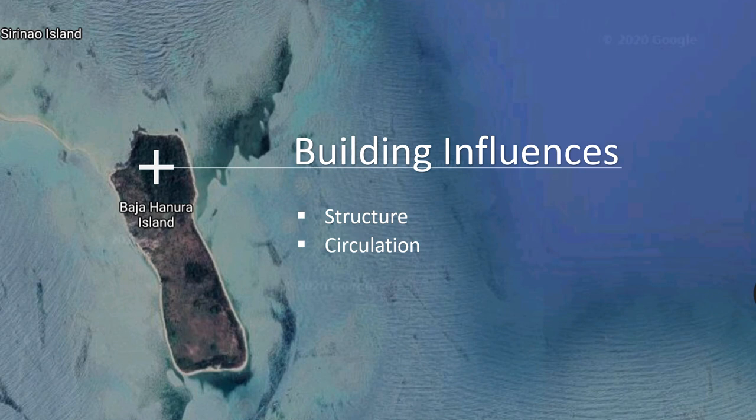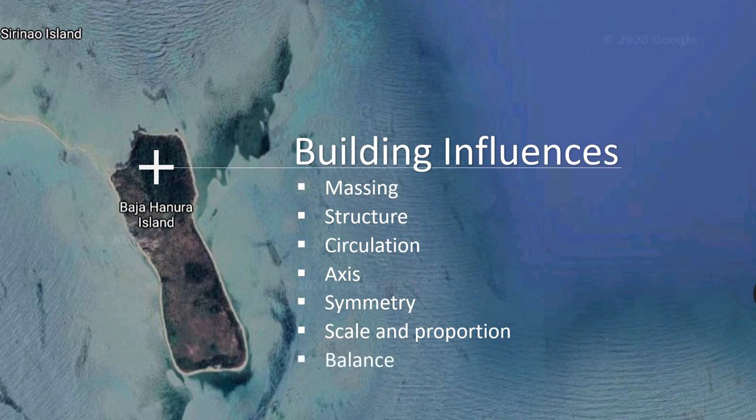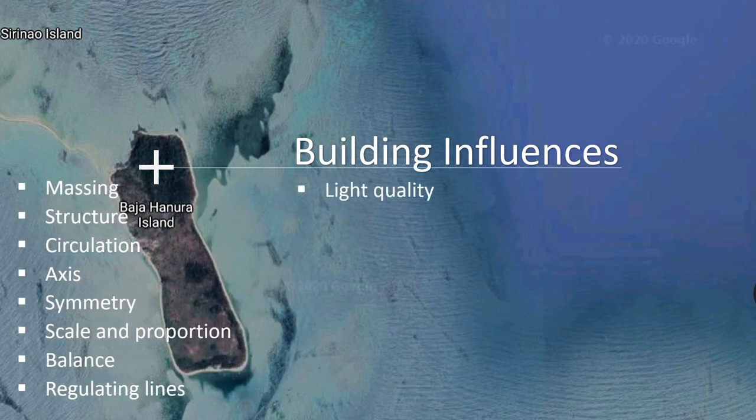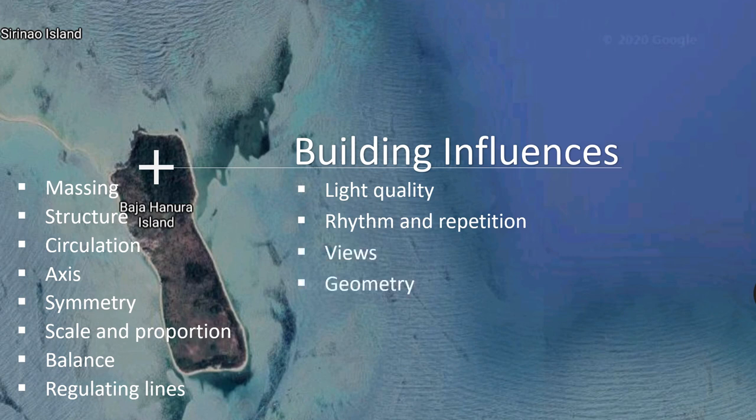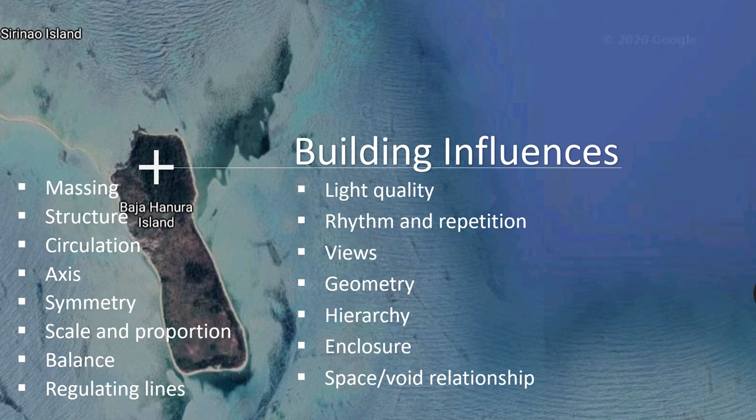Okay, so what influences this? Number one is structure and circulation. Of course, the massing as well. Axis, symmetry, scale and proportion, balance, and regulating lines. Added to that, we have light quality, rhythm and repetition, views, geometry, hierarchy, enclosure, space and void relationships. After you do your site analysis, these items actually influence your building in terms of how you're going to respond to these elements. They are very important in designing your building in terms of the form, shape, density, the type of architecture, and even the heights.